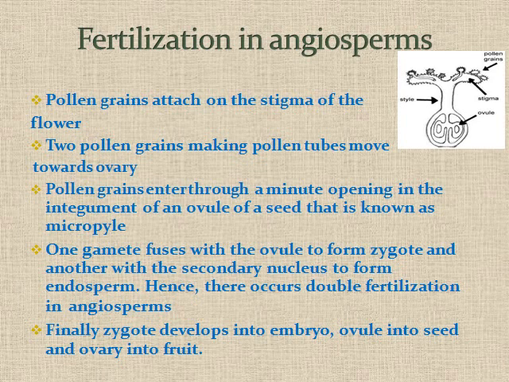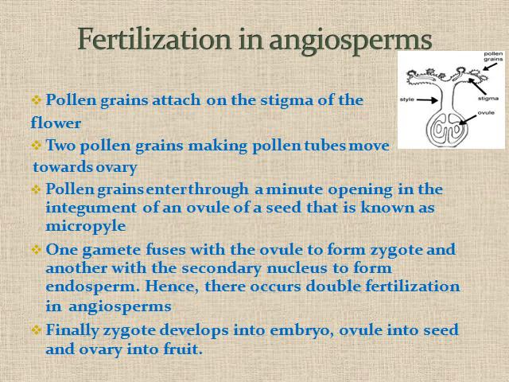First of all, the pollen grains from the anther get attached to the stigma of the flower, and then from the multiple pollen grains, only two pollen grains make pollen tubes that move towards the ovary. The two pollen tubes enter the integument of an ovule through an opening known as the micropyle.